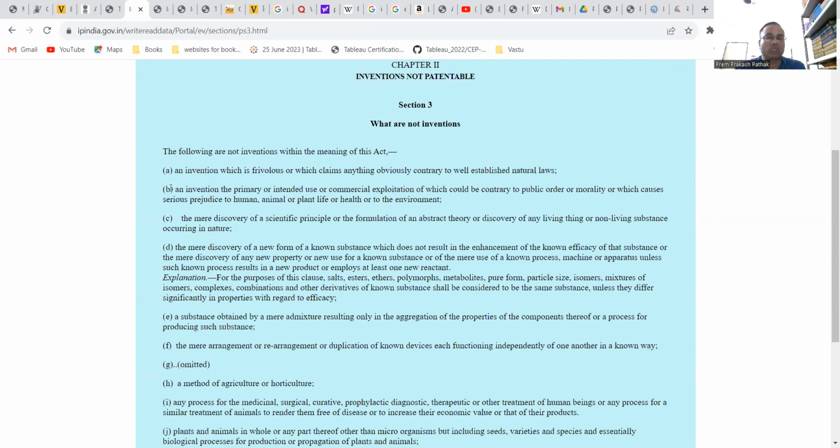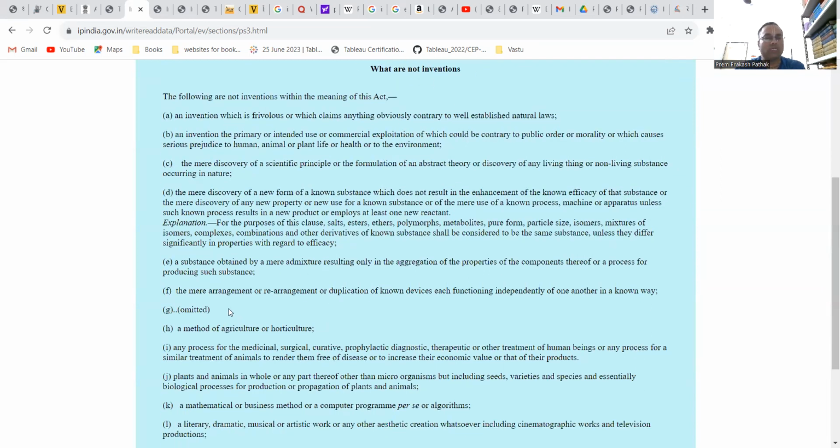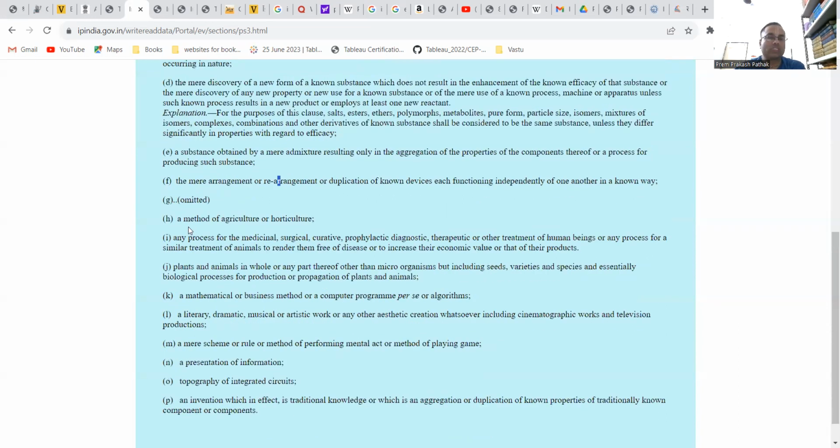3A, natural law. 3B, harmful. 3C, scientific principle. 3D, new form, new substances. 3E, mere mixture. 3F, just functioning independently. And for the instrument, G is omitted. H for horticulture. I for medicinal.